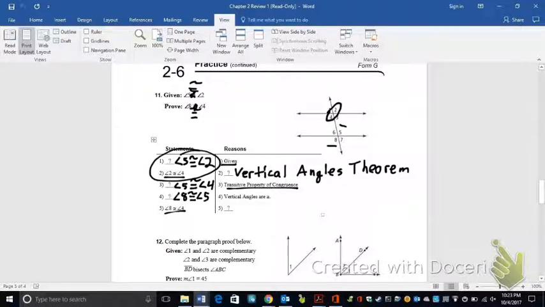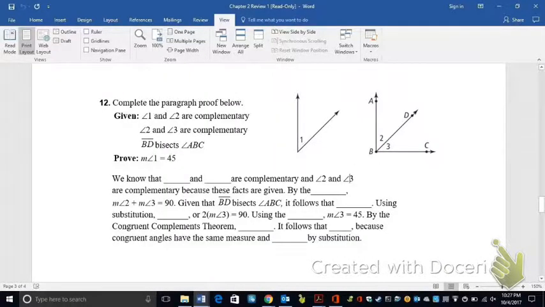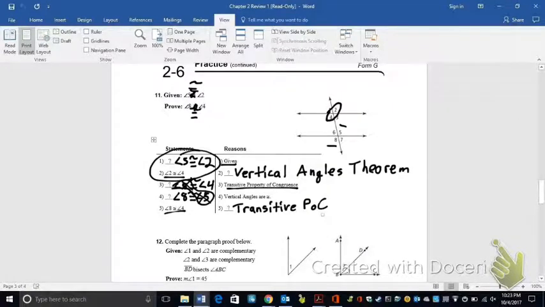Again, we now have 8 is congruent to 4, so we're going to look back up at 3 and 4. We're going to see those two 5s there. We're going to get rid of those 5s, and we're going to get, hey look, 8 is congruent to 4. And that again is the transitive property of congruence, or transitive POC. And we're done with that.